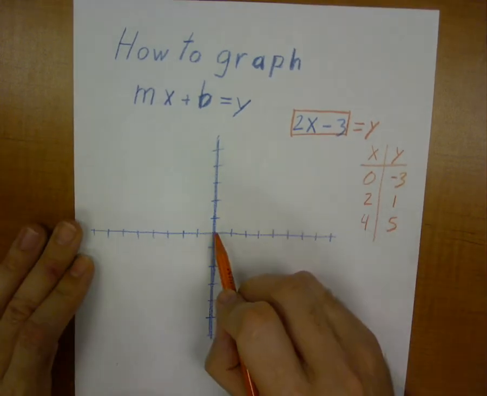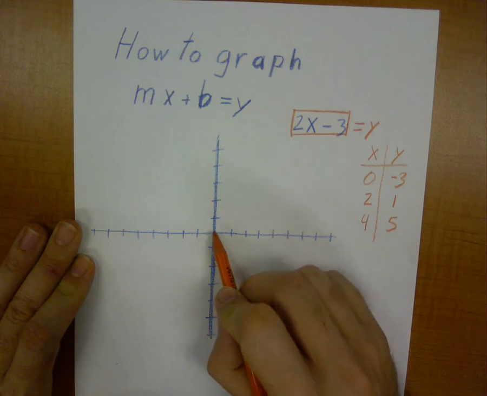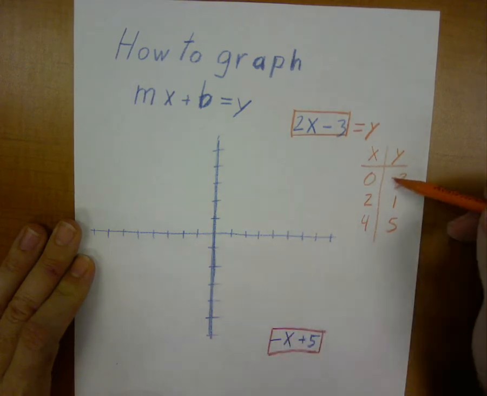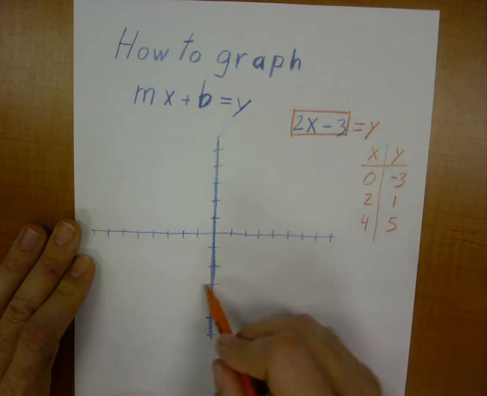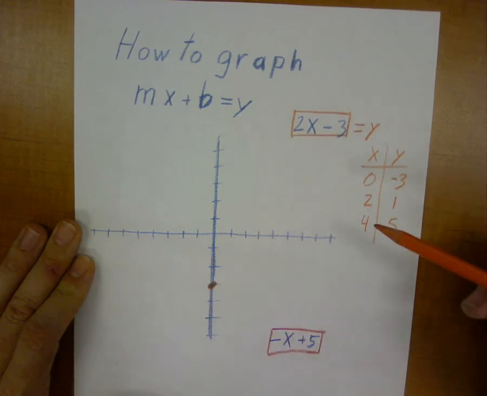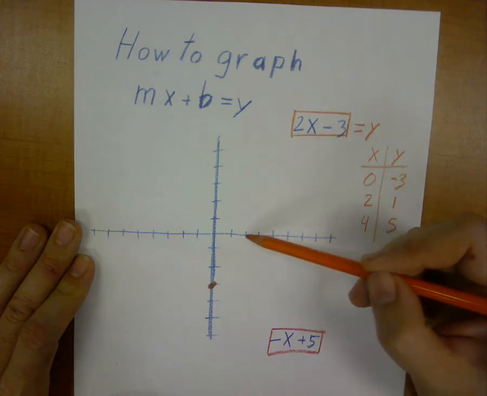First, we have 0 over, 3 up, which is negative 3, which means down. First point right there. Second point, 2, 1. 2 over, 1 up.